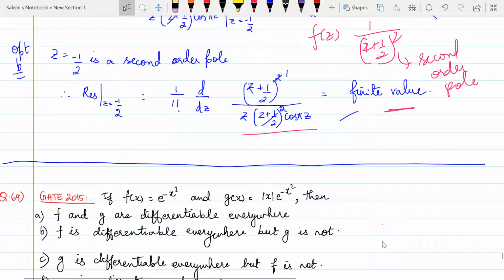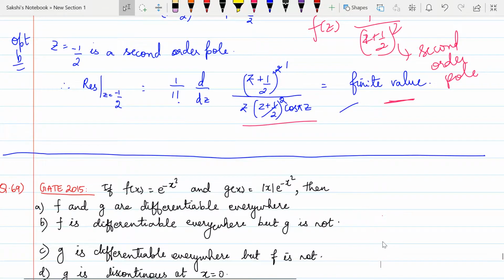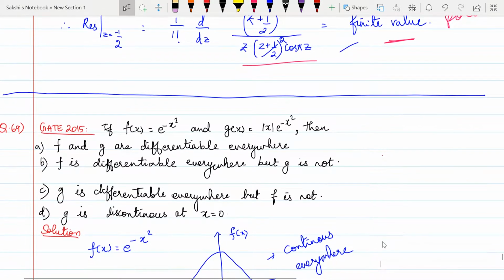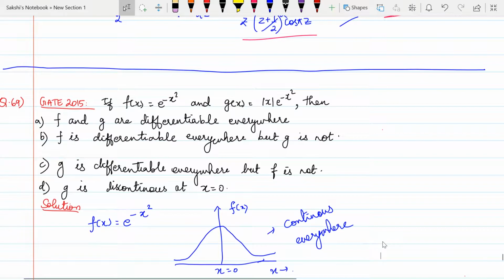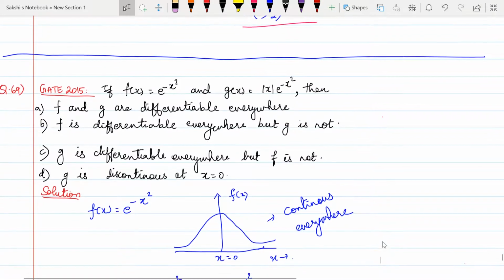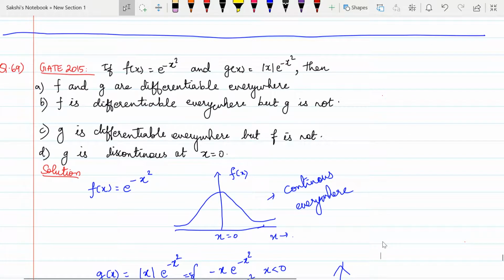Here you have function f of x and g of x. F of x is e power minus x square and g of x is mod of x e power minus x square. So you have to see which option satisfies. So f of x is e power minus x square. This e power minus x square is continuous everywhere. Whenever you plot your graph, or you can use this limit, LHS limit and RHS limit.